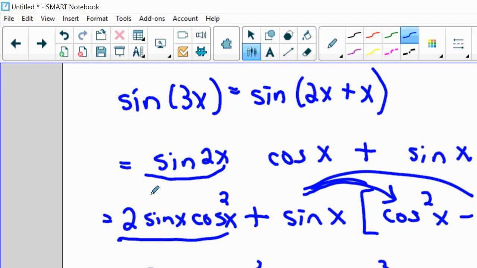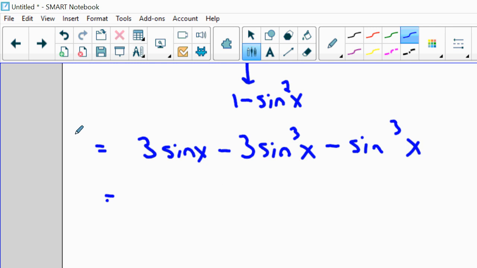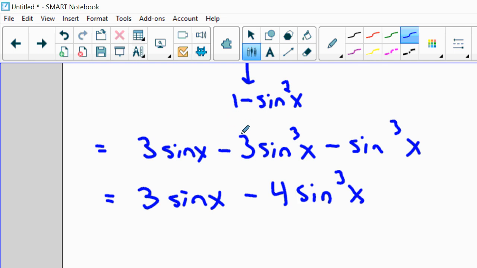And I don't know what to do. We could get rid of cosine squared. I don't even know where to go. How about 1 minus sine squared? There's no good place to stop. So we're going to bring that in. So you get 3 sine x minus 3 sine cubed x minus sine cubed x, and I get 3 sine x minus 4 sine cubed x. Just in case you needed a triple angle formula or something like that. I don't know my triple angle formulas.